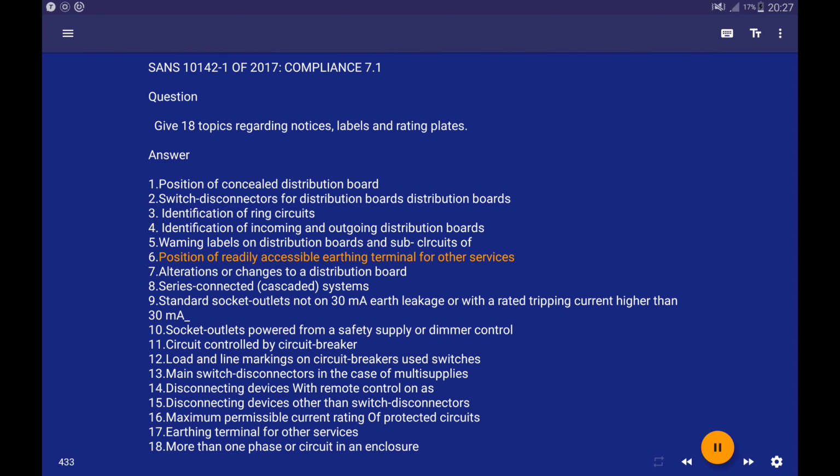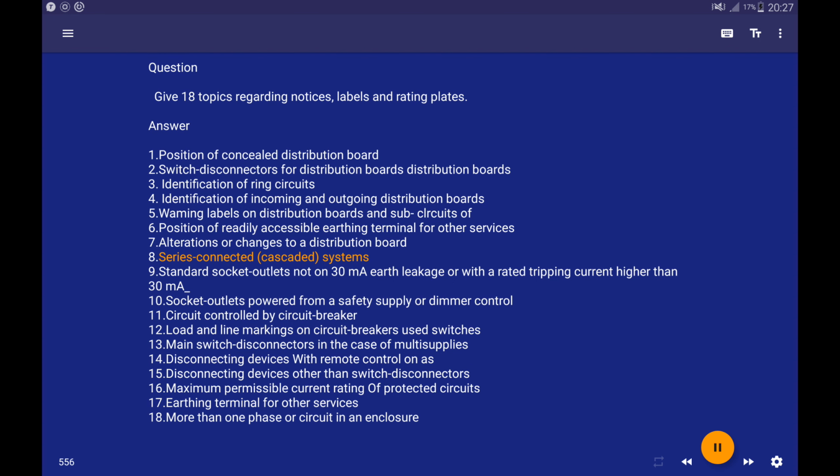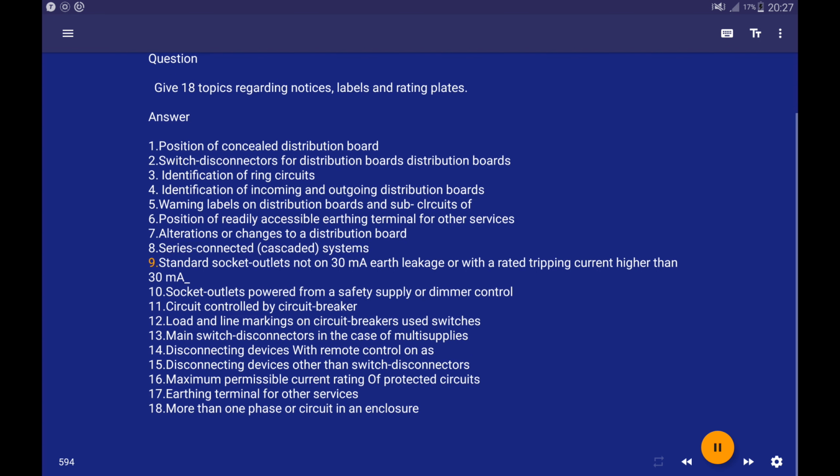6. Position of readily accessible earthing terminal for other services. 7. Alterations or changes to a distribution board. 8. Series connected, cascaded systems. 9. Standard socket outlets not on 30 mA earth leakage or with a rated tripping current higher than 30 mA.